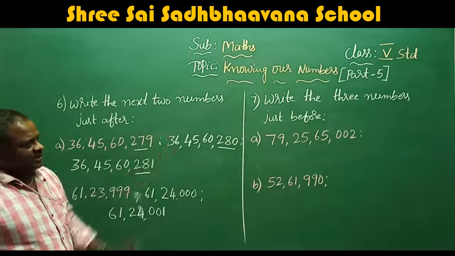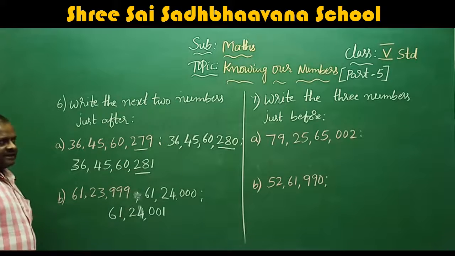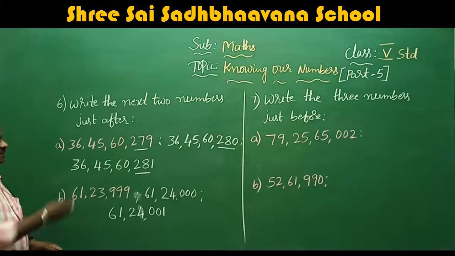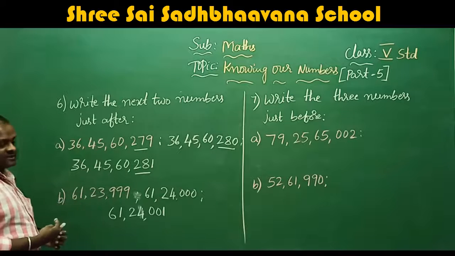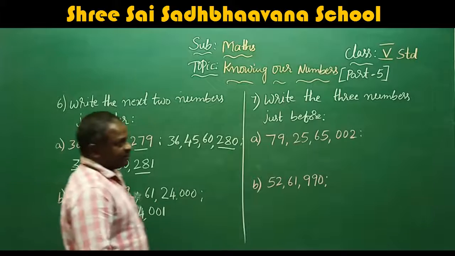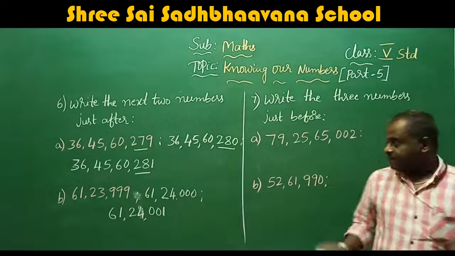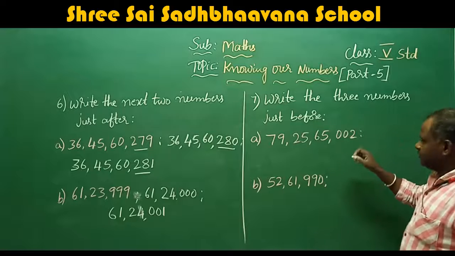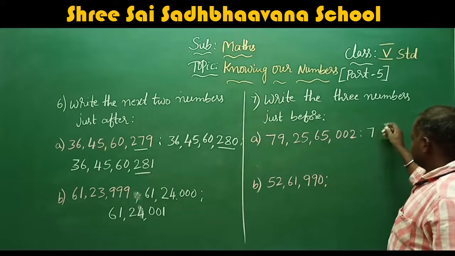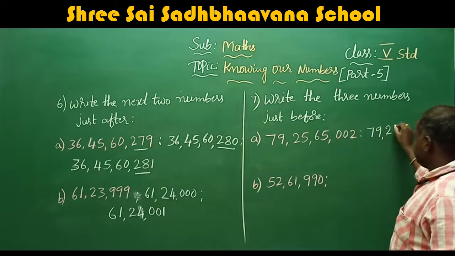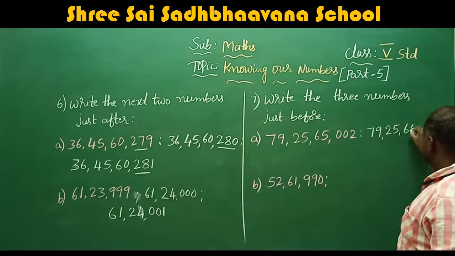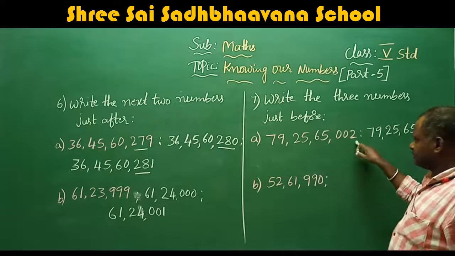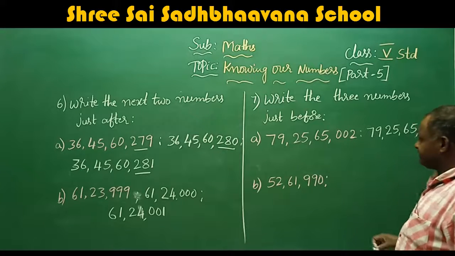Okay. Next we will move to the seventh one. Write the three numbers just before. Here we have written the next two numbers; here you have to write the three numbers which come earlier than this. So the first number is 79 crore 25 lakhs 65,001. 002, 001. This is the first number.